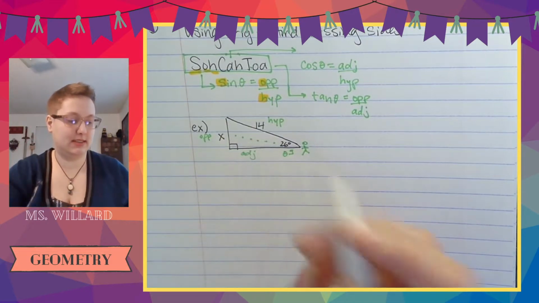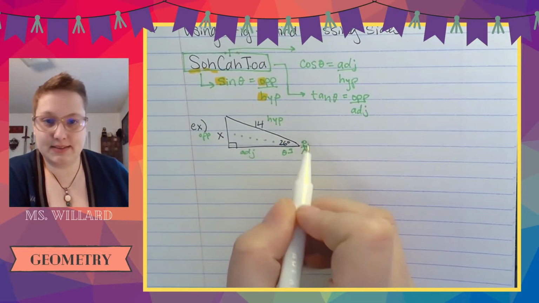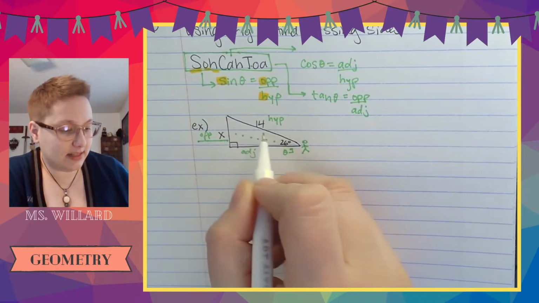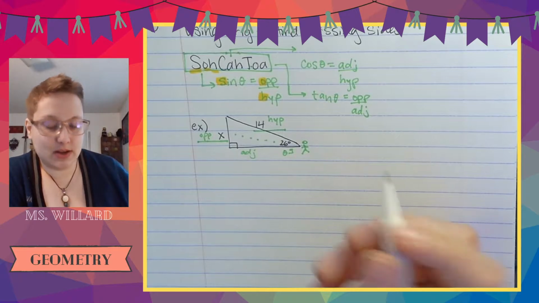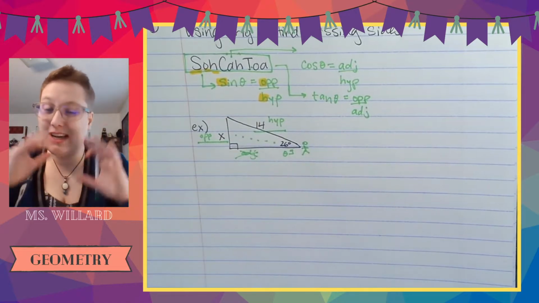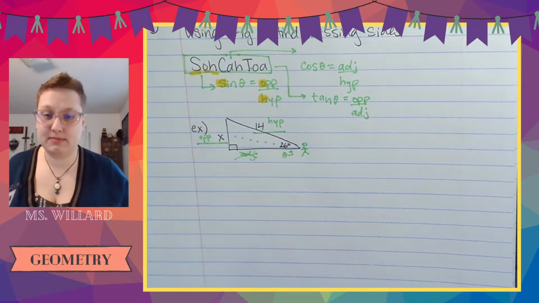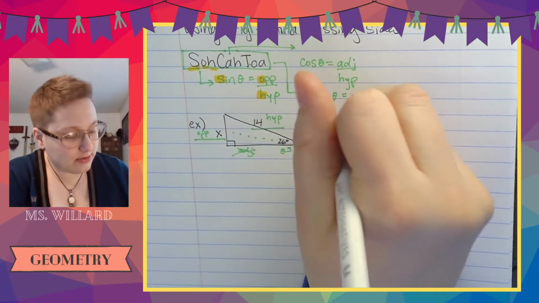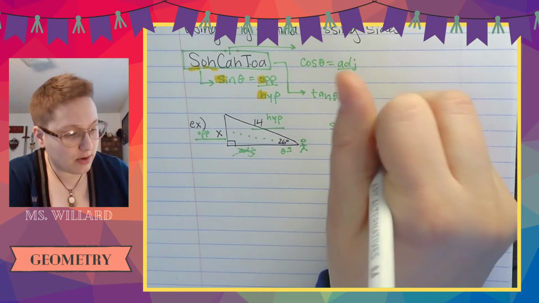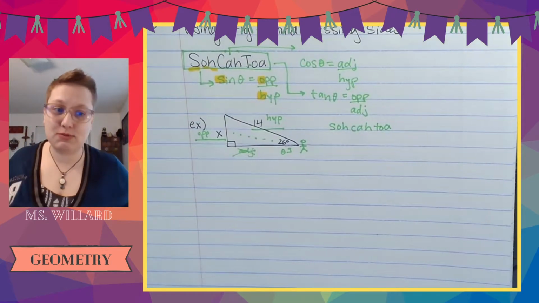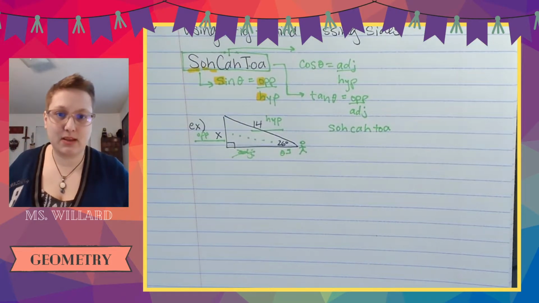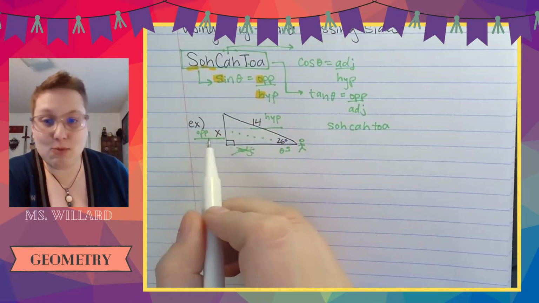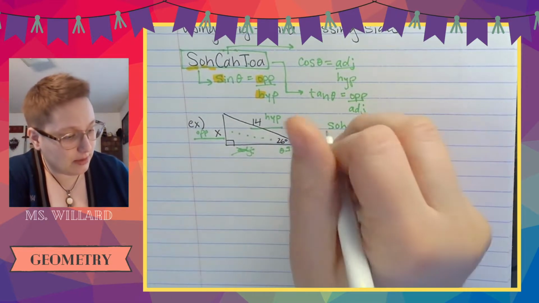So, at 26 degrees, I want the opposite and I know the hypotenuse. So the adjacent has nothing to do with this problem at all. Out of SohCahToa, which one is useful in this problem? Well, because I want the opposite and I know the hypotenuse, I'm going to use sine.